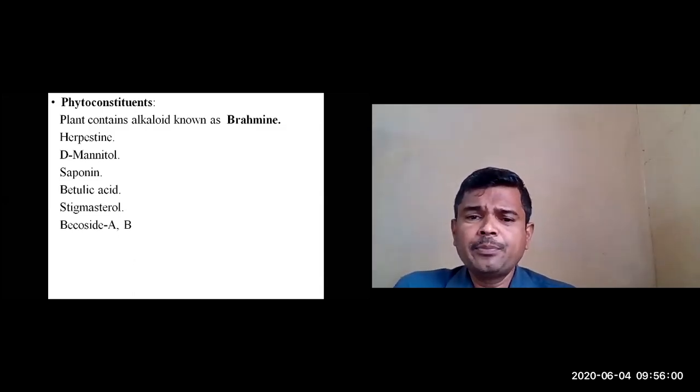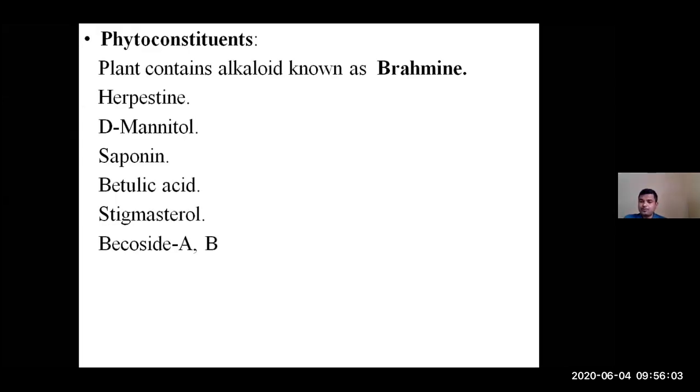Apart from bacosides, there is D-mannitol. Mannitol we usually administer where there is shotha, swelling, as an anti-edematous drug. Because of the presence of mannitol, it acts as an anti-edemic. Then saponin, herpestin, stigmasterol. So the chemical constituents of Brahmi are Brahmine, Bacoside A, Bacoside B, D-mannitol, herpestin. These are some of the important active principles.